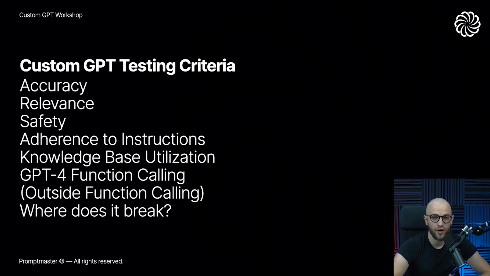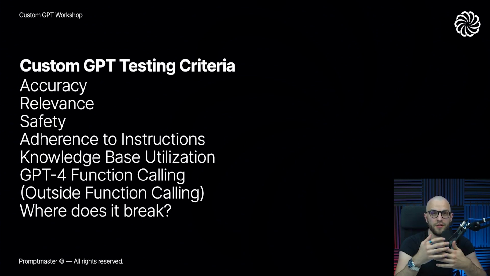What about the GPT-4 function calling? Does it call the browsing feature, the DALL-E, the data analysis? Does it use these functions properly, or does it make mistakes? Outside function calling also, if you are creating a GPT that has access to a lot of different APIs and other functions like Zapier and Slack and so on, does it call those functions when it has to call them? And then where does it break?